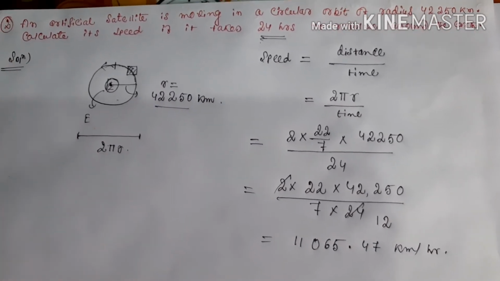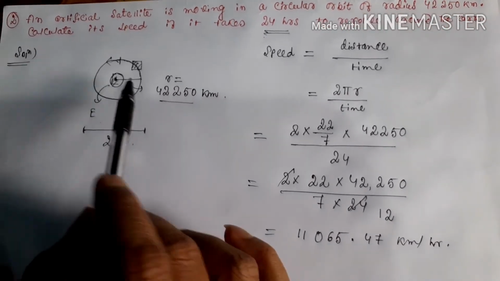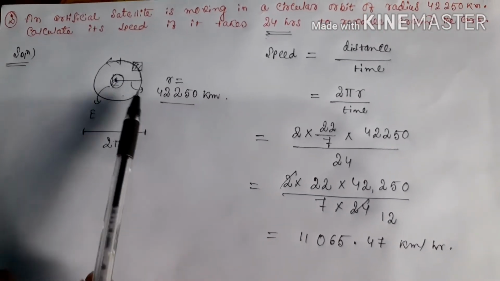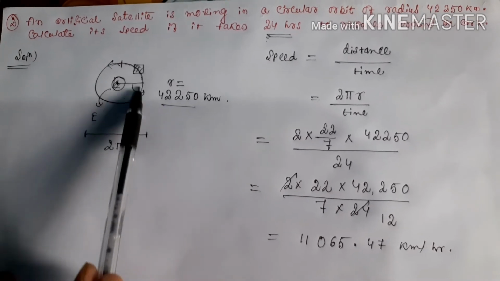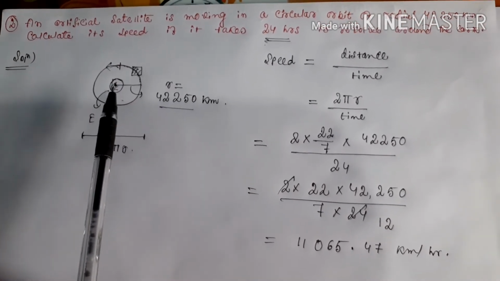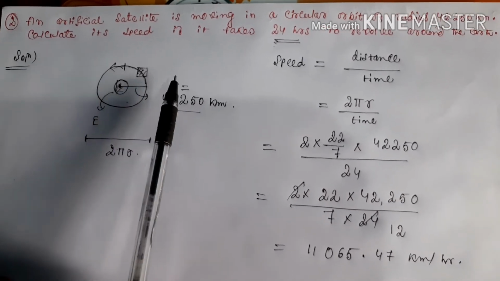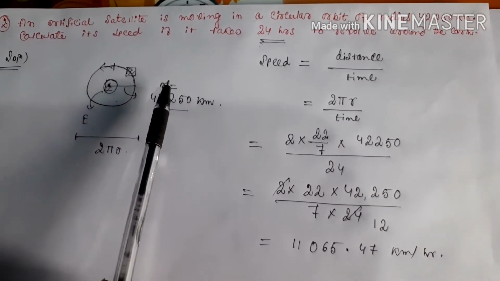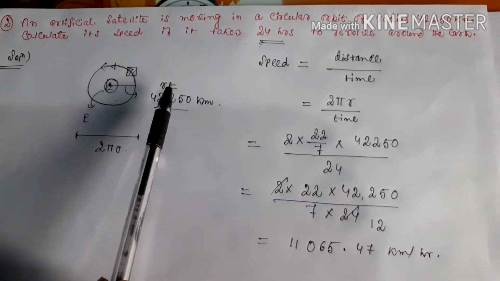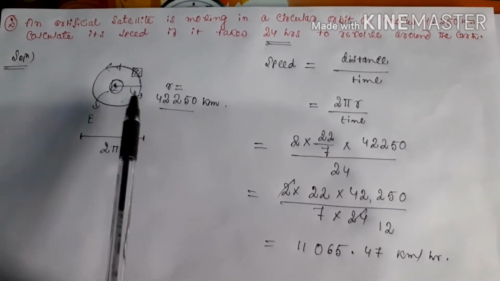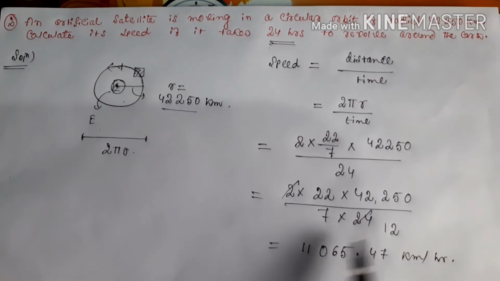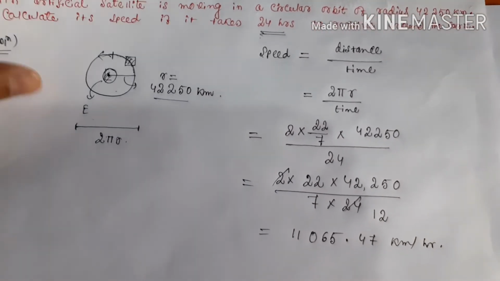So first try to understand. The artificial satellite is revolving continuously around the earth. What is the speed of that one? It takes 24 hours to complete one revolution. So the main thing here is 2 pi r divided by the time. If you do this, you will get the value. Next type of numerical.